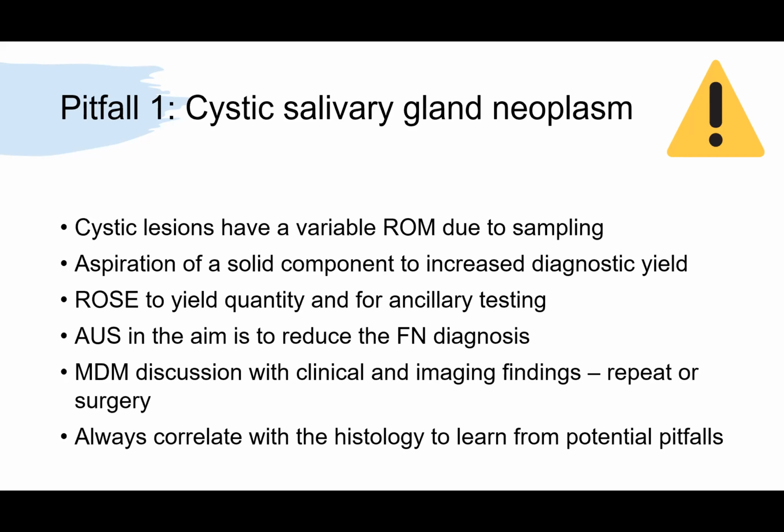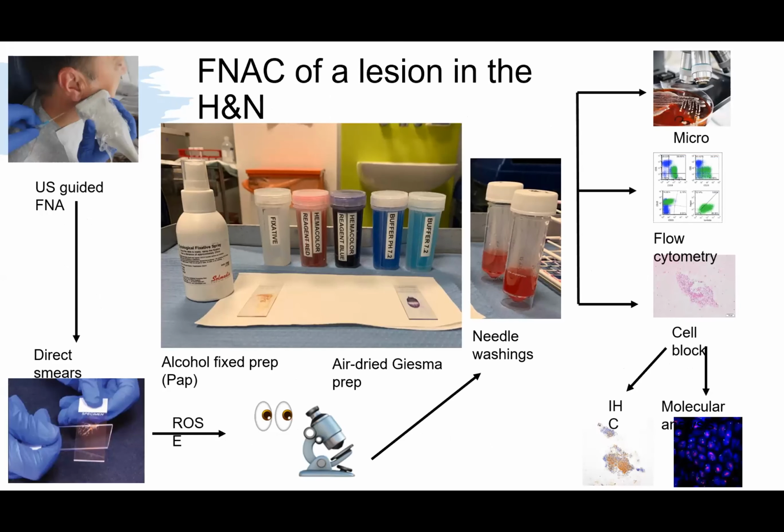And probably one of the most important things to do is to correlate with the histology, to see where you can learn from these potential pitfalls. Just to also mention with the AUS category, this is really to avoid false negatives, and low-grade mucoepidermoid carcinoma is one of the most common. This is to really reduce that pitfall of underdiagnosing a low-grade mucoepidermoid.